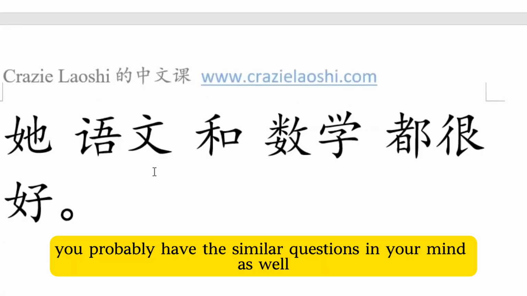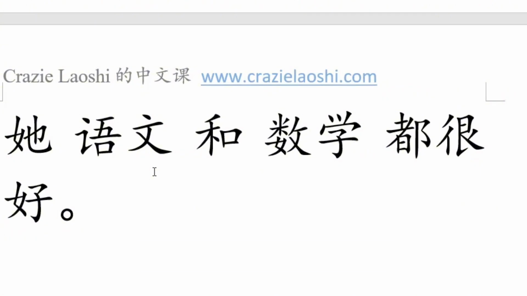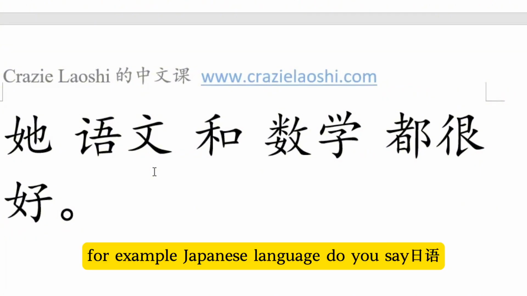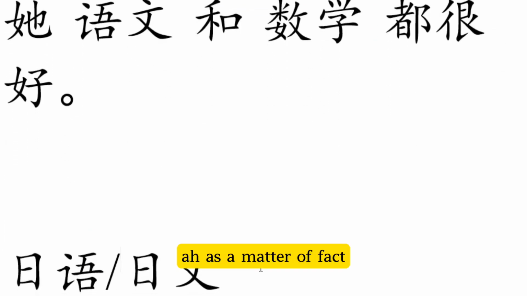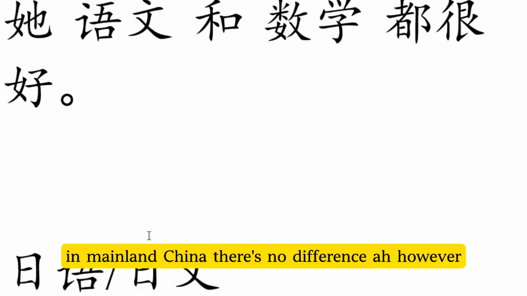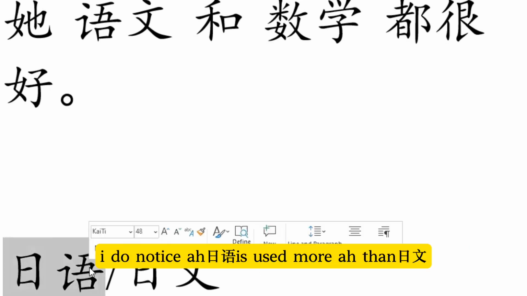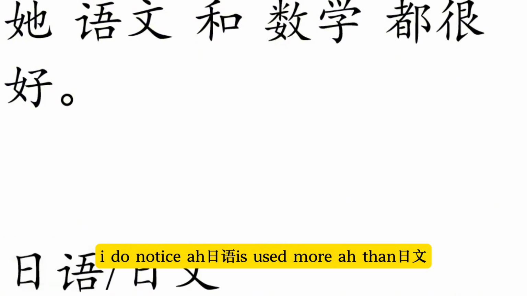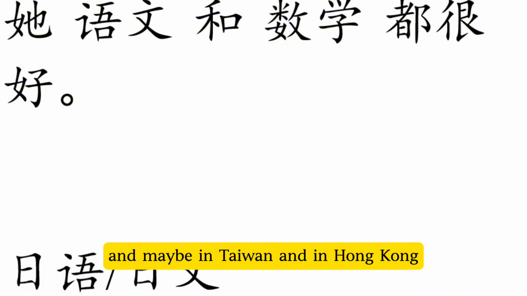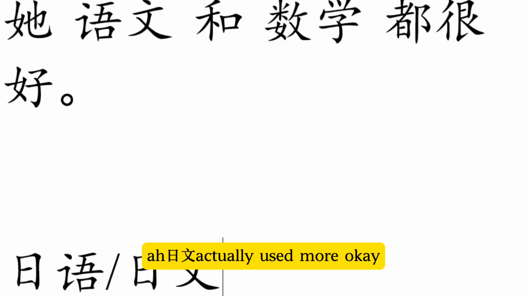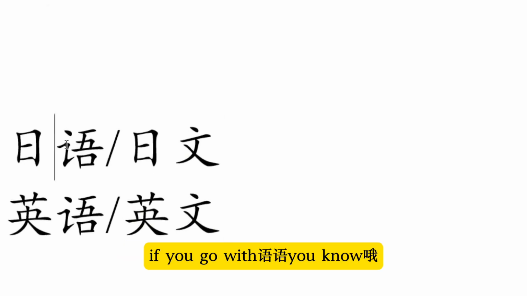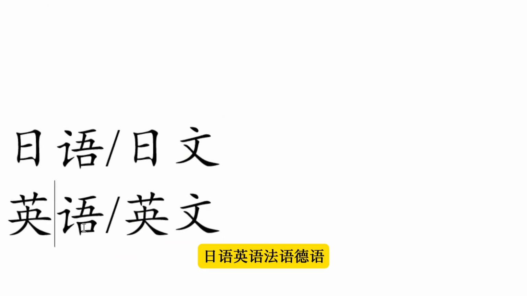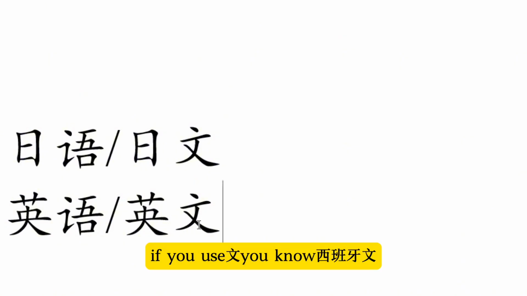Last but not least, I know you probably have similar questions in your mind as well. When you talk about other languages, do you use 文 or do you use 语? For example, Japanese language. Do you say 日语 or do you say 日文? As a matter of fact, in mainland China, there's no difference. However, I do notice 日语 is used more than 日文. And maybe in Taiwan and Hong Kong, 日文 is actually used more. So one thing I would say is just be consistent with your word choice. If you go with 语, you say 日语, 英语, 法语, 德语. If you use 文, you say 西班牙文.